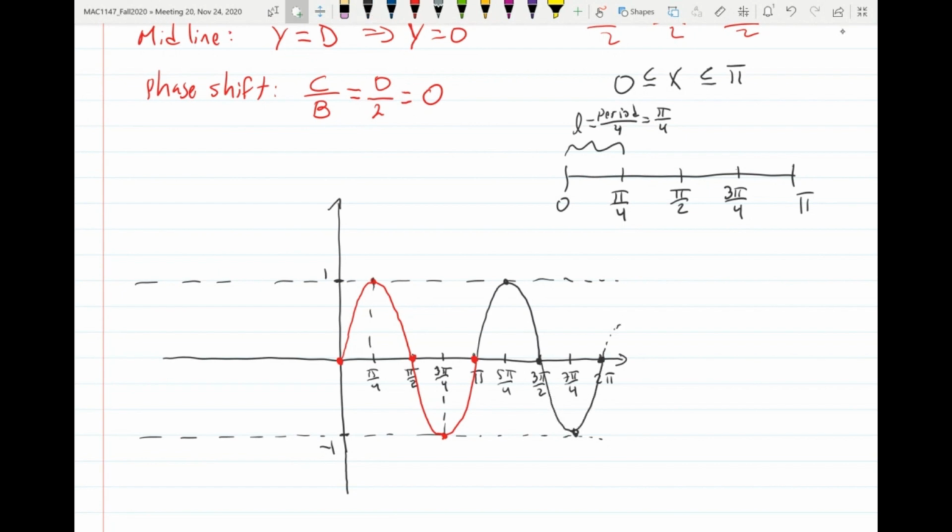And then, keep on going this way. And since it's not too bad, we should just do it again here to the left. So split it into 4 pieces: negative pi over 4, negative pi over 2, negative 3 pi over 4, and then negative pi. So middle, up, middle, down, and then back up. And then, you graph. And this keeps going this way to the left.